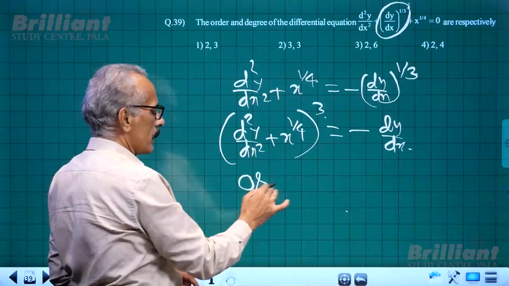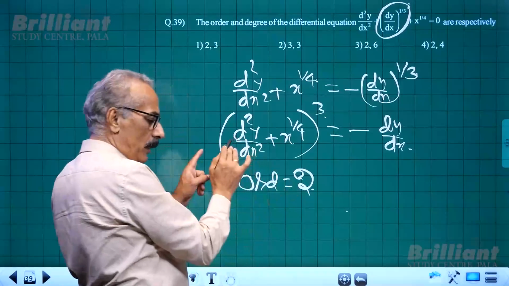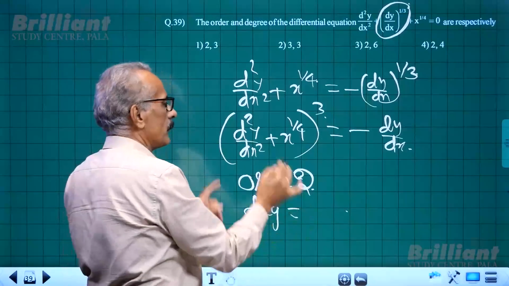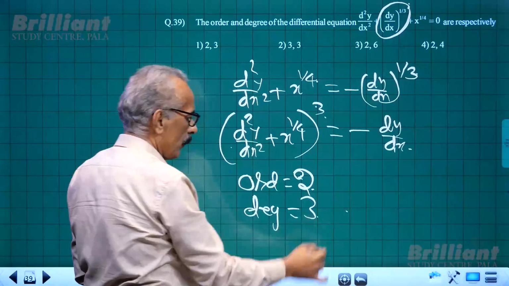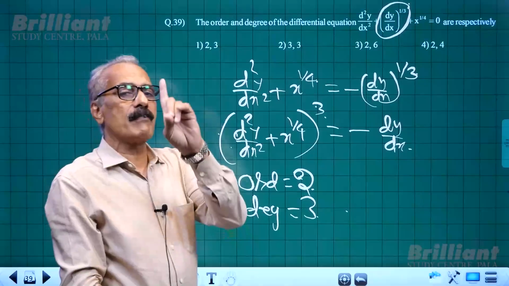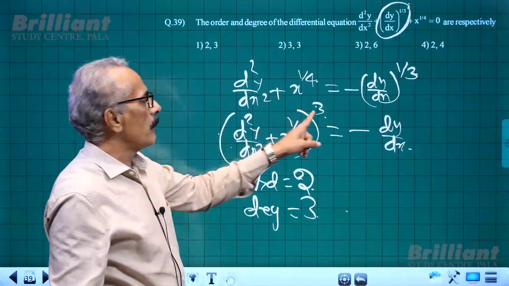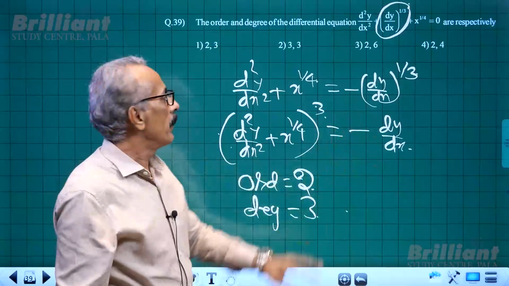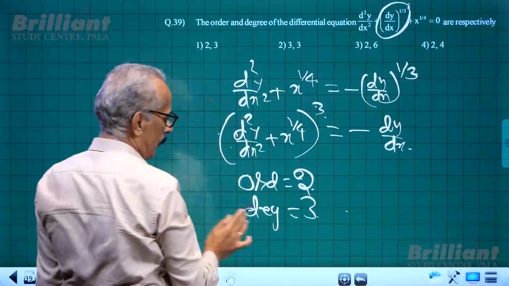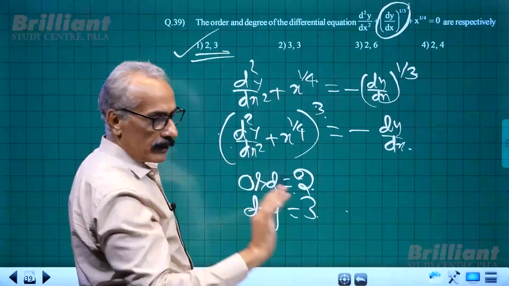So order is 2, second order derivative d square y by dx square, and degree is the degree of the second order derivative, that is 3. dy by dx is first order, d square y by dx square is second order. Degree of d square y by dx square is 3. So order and degree of the differential equation are respectively 2, 3. This is your answer. Second order, third degree.